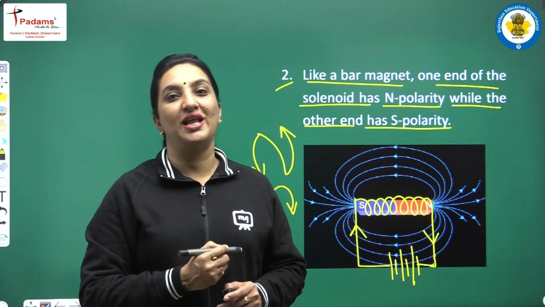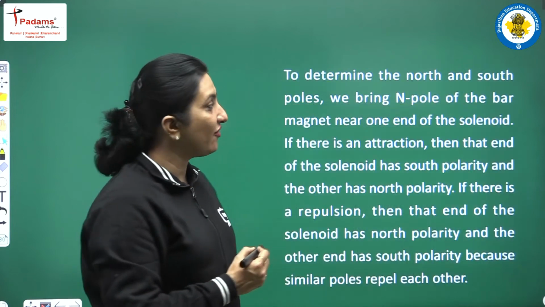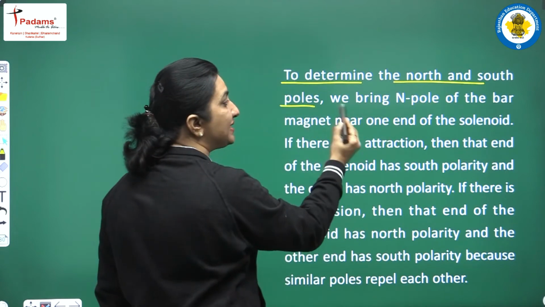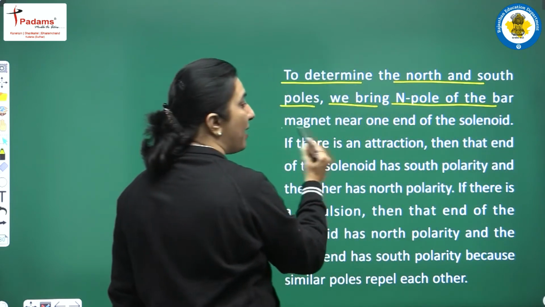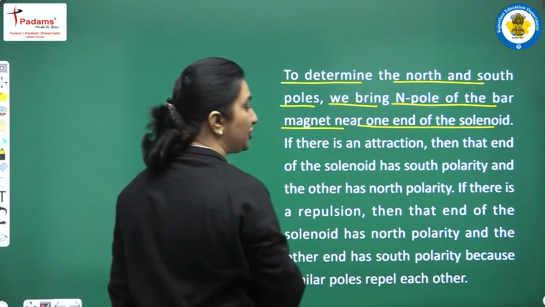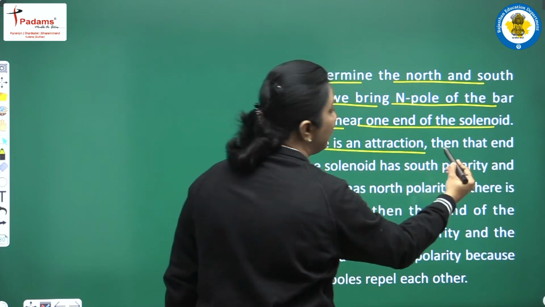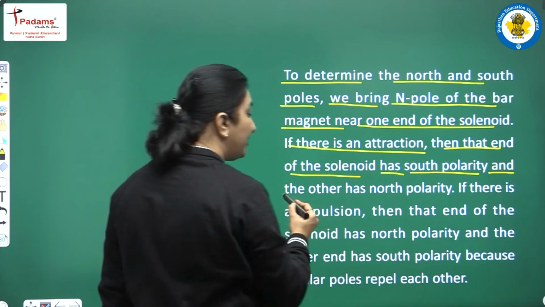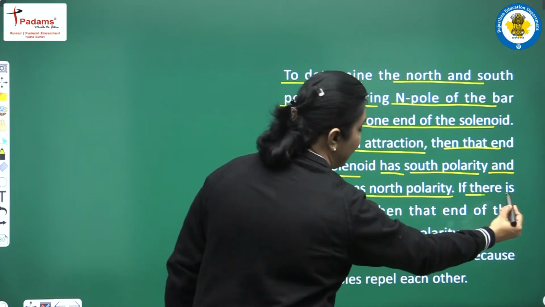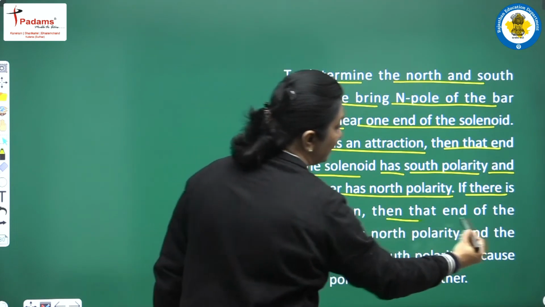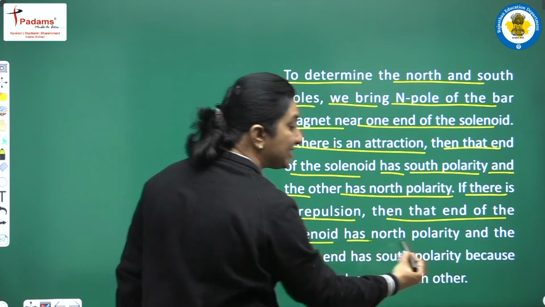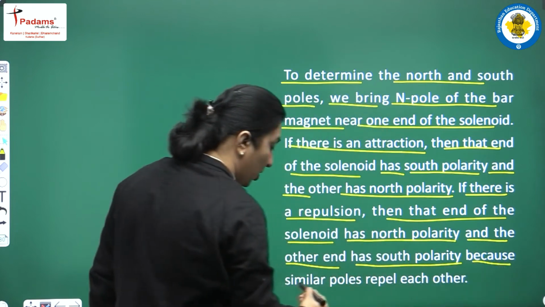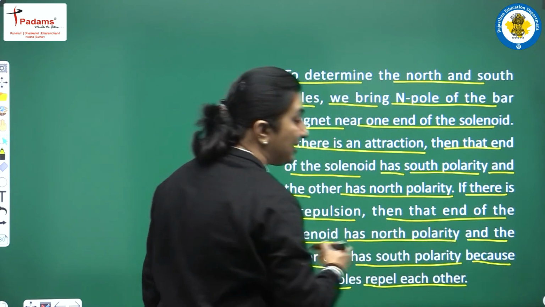Students, we will write the answer like this. To determine the north and south poles, we bring the north pole of the bar magnet near one end of the solenoid. If there is an attraction, then that end of the solenoid has south polarity and the other has north polarity. If there is a repulsion, then that end of the solenoid has north polarity and the other end has south polarity, because similar poles repel each other.